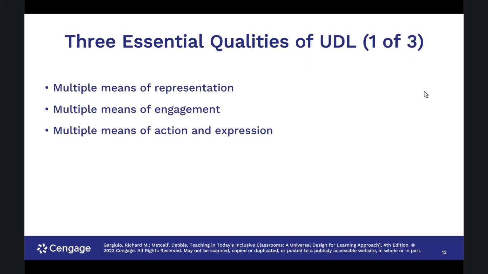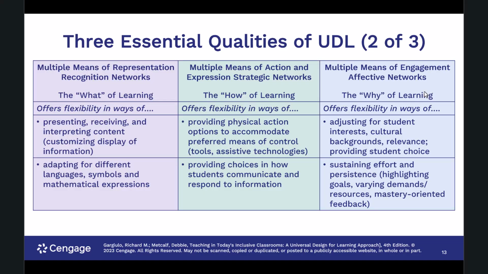Remember, you have 3 essential qualities of UDL. You need multiple means of representation, so how you're representing the material; multiple means of engagement, how the learner is interacting with the learning. Are they writing? Are they telling? Are they doing? And multiple means of action and expression. So all of those are the 3 essential qualities of universal design of learning.